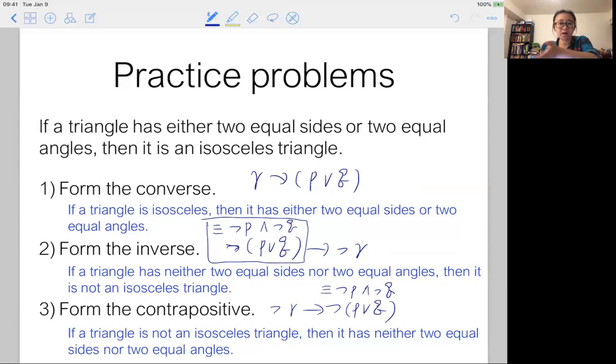How do I translate back to English? The first statement, R implies P or Q, means if a triangle is isosceles, then it has either two equal sides or two equal angles. Second one, if a triangle has neither two equal sides nor two equal angles, then it is not an isosceles triangle. The last one, if a triangle is not an isosceles triangle, then it has neither two equal sides nor two equal angles. The interesting part is you first translate the English statement into logic expressions, look at the corresponding converse, inverse, and contrapositive in this abstract view, and then translate back to English.